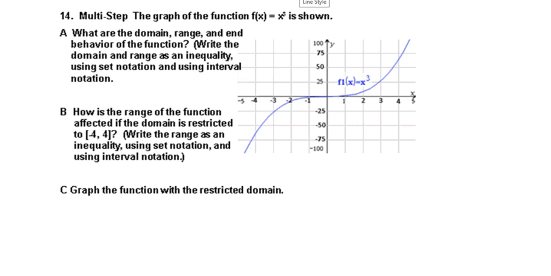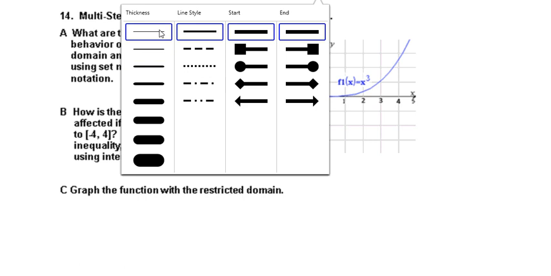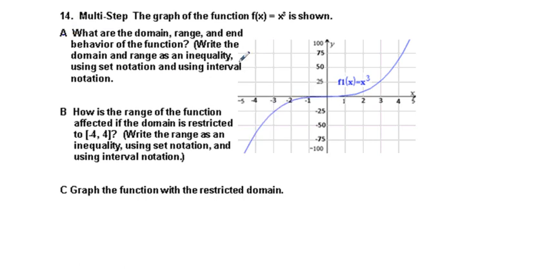What are the domain, range, and end behavior of the function? We have f of x equals x cubed. Well, this function here, f of x equals x cubed, is a polynomial function. And what does it say? Using inequality notation, set notation, and interval notation. So that's all three. Basically, the polynomial function itself is all real numbers.